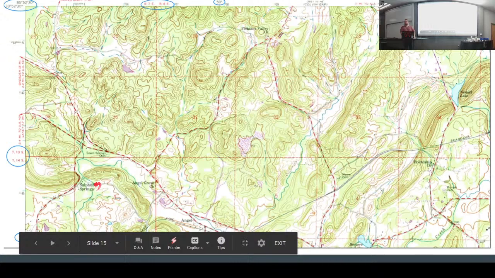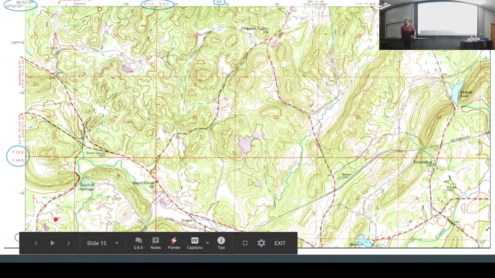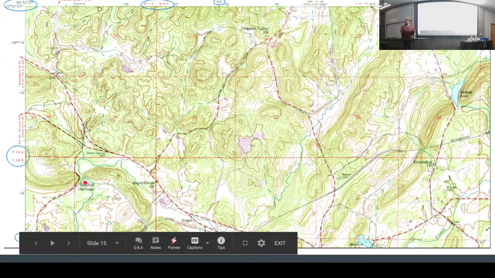So if we just estimate, right here is probably around 30-ish seconds away based on mentally dividing this up. So this area is probably 50 minutes and 30 seconds from this 50. Our degrees are always going to be 33 degrees. So the latitude of this area is around 33 degrees, 50 minutes, and 30 seconds.